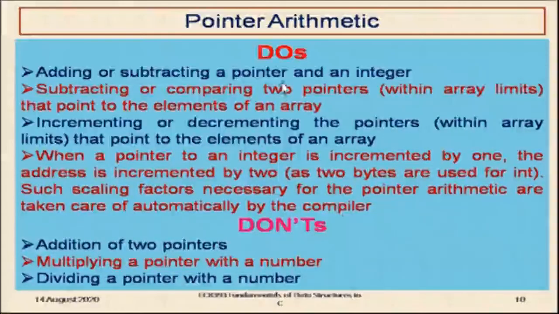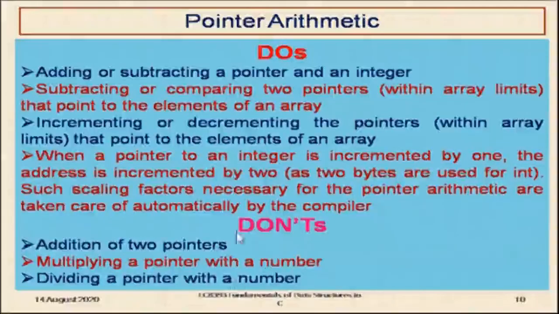For character it will increment by 1 address, for integer it will increment by 2 addresses, similarly for other data types. And the don'ts: we cannot add 2 pointers. Assume that we have 2 pointer variables, we cannot add them both. Similarly, we cannot multiply a pointer with a number. Also, division is not possible.